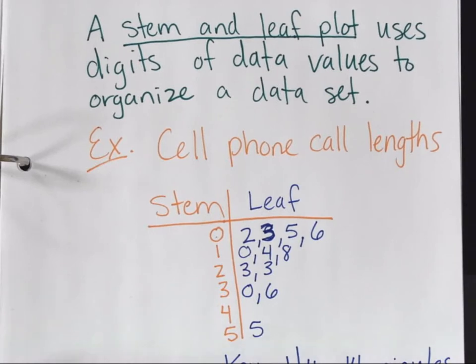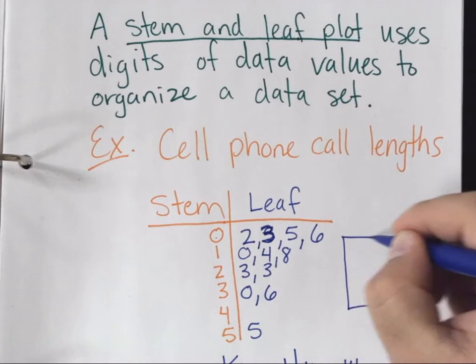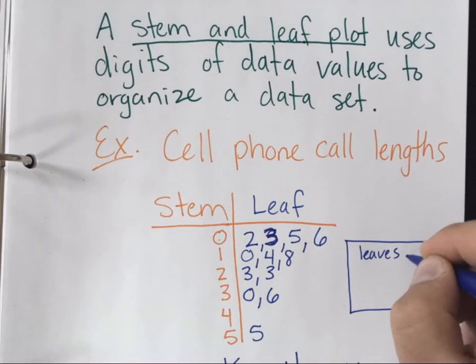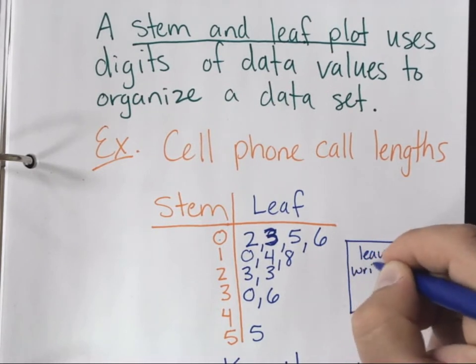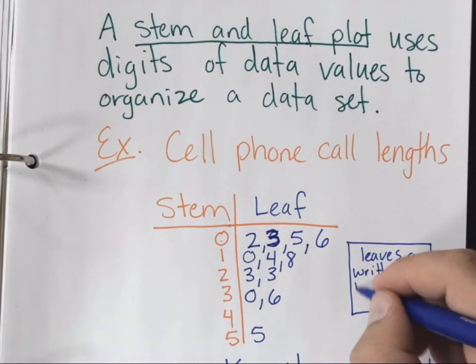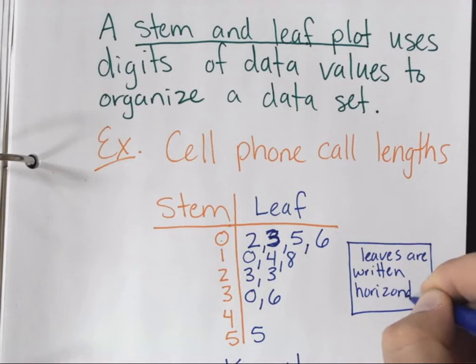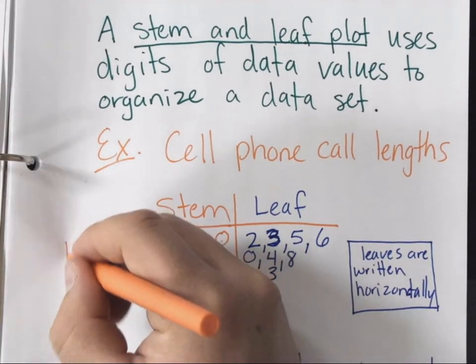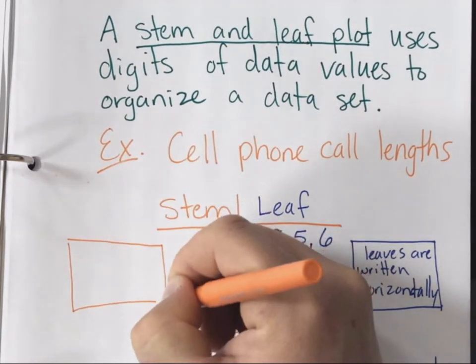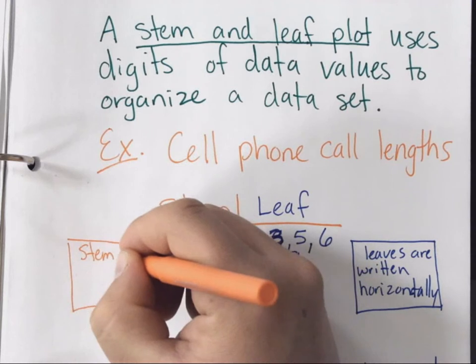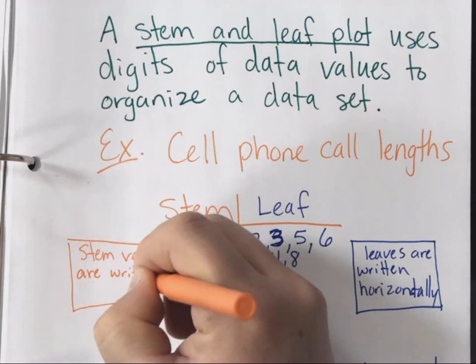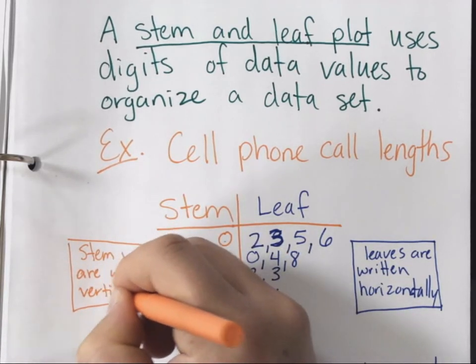Okay, so the leaves are written horizontally, and our stem values are written vertically.